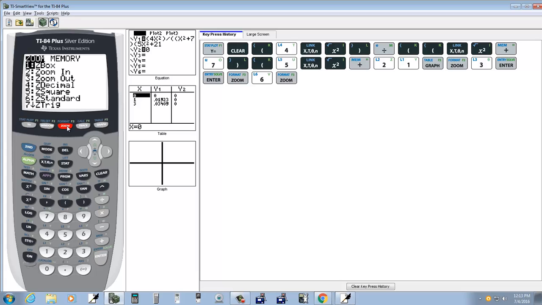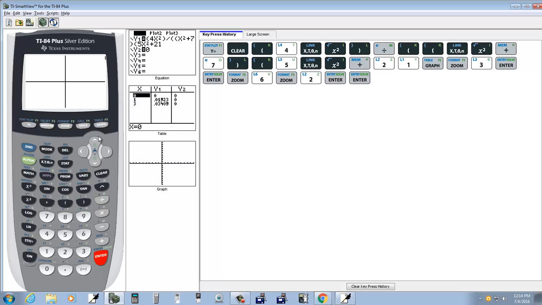Now do zoom, choose zoom in, and then I'll press enter one time. Press it one more time. Zoom in by another factor. You have to wait till it comes back. See the little dash going upper right. If you don't wait till it comes back, it gives you an error. And one more time. I'm just not having any luck seeing anything. 4x squared divided by x squared plus 7, 5x squared plus 21.